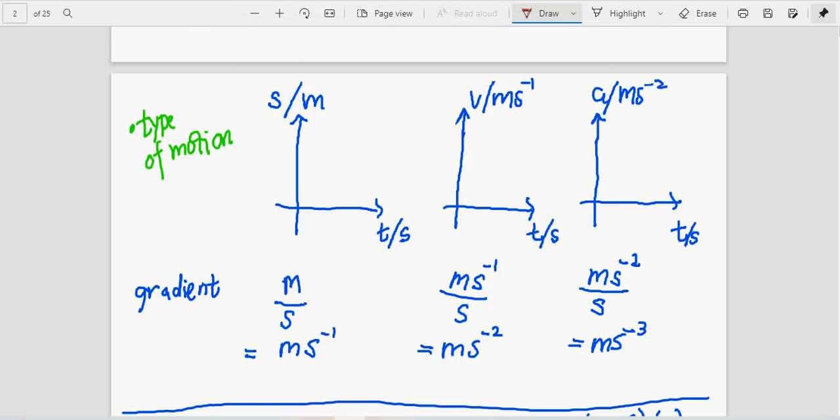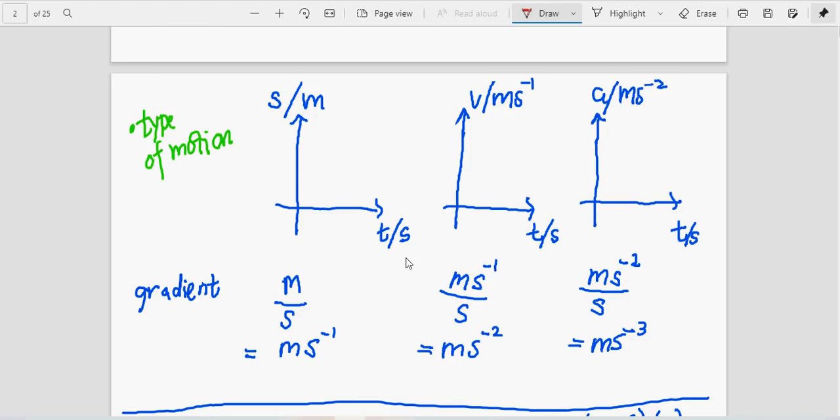For motion graphs, we have 3 graphs: the displacement time graph, the velocity time graph, and the acceleration time graph. I already drew them for you. Look at the axes and focus on the unit. For the displacement time graph, the vertical axis is in meter and the horizontal axis is time, in second. Now make sure you know what the gradient represents. That will be quite simple. You can focus on the unit.